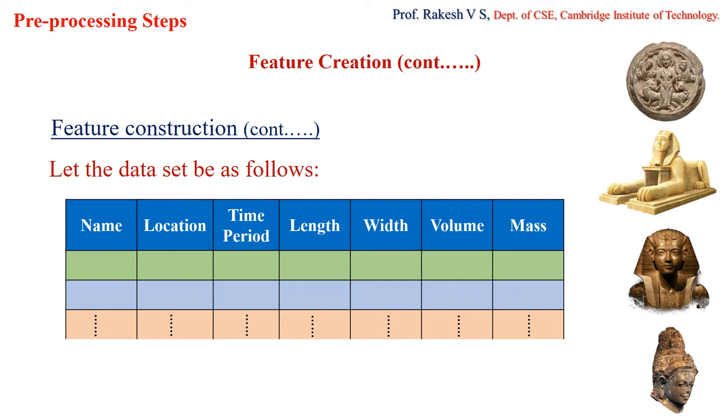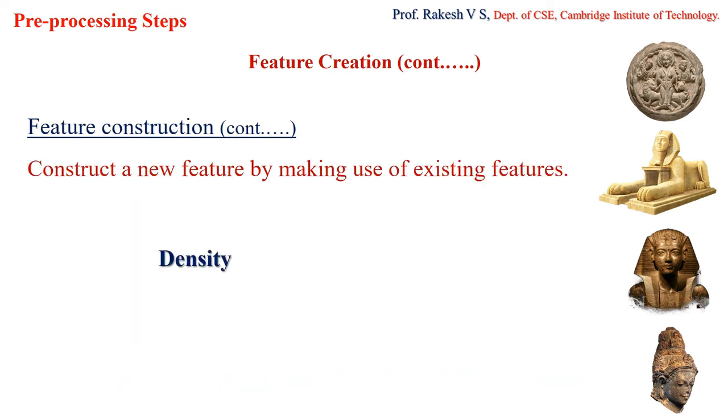So since we know that it is wood, clay, gold, etc., among the attributes given, I can make use of volume and mass, and I can construct a new attribute called density. Correct. We know that density is nothing but mass divided by volume. So density is the new feature we have constructed. Now based on the density, I'll be able to indirectly tell whether this particular artifact is made up of clay, or wood, or plastic, or anything as such, correct? So this is what feature creation is.